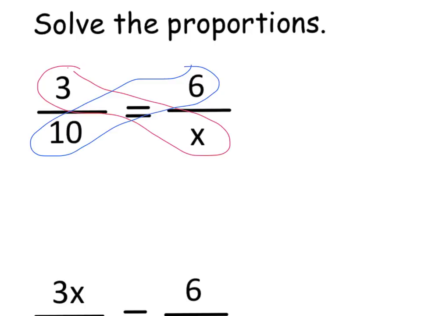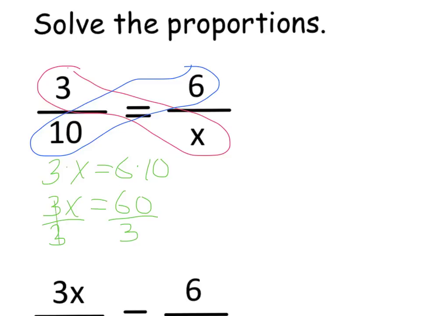Change the color here, get us a little green for some fun. And what do we have? We have 3 times x equals 6 times 10. So we have 3x equals 60, divided by 3 on both sides. And the 3's cancel over here. We have x equals 20.